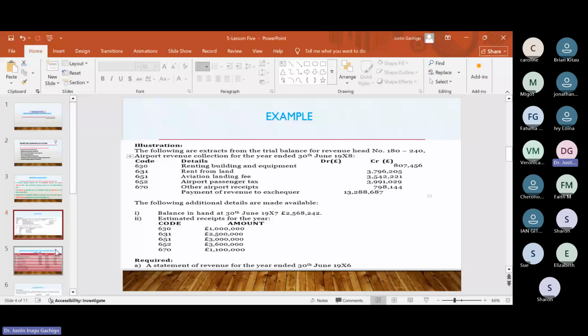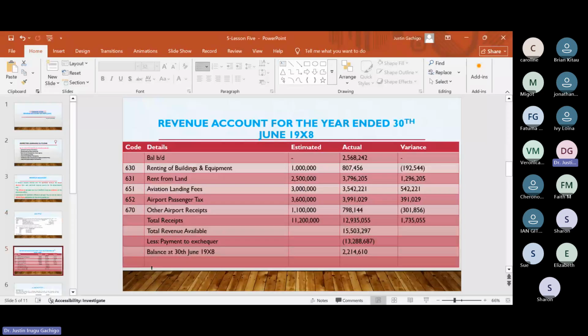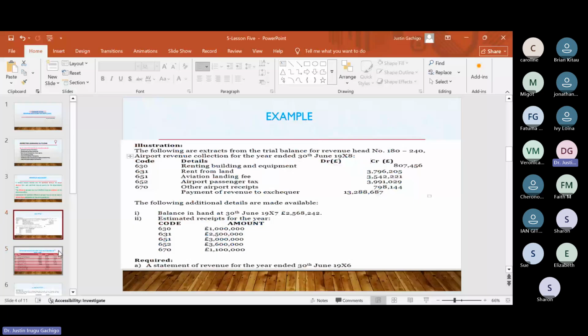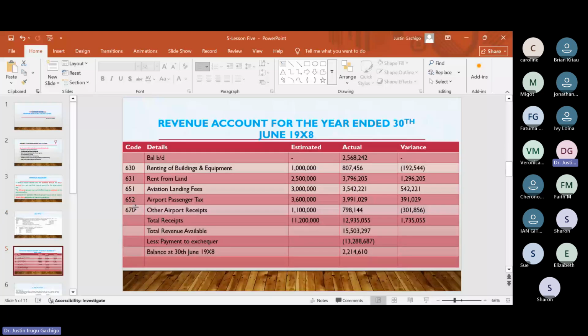so now let us just prepare this statement here. So the first thing you need to do is to open with, now this is the format. So we have the code. These are the codes that you have been talking about. This code here. So you start with those codes there. Then you have the details. So the details is now the individual budget line. Then we have the estimated revenue or the estimated receipt that we have just discussed. Then we have the actuals. These are the actuals. Then we have the variances.